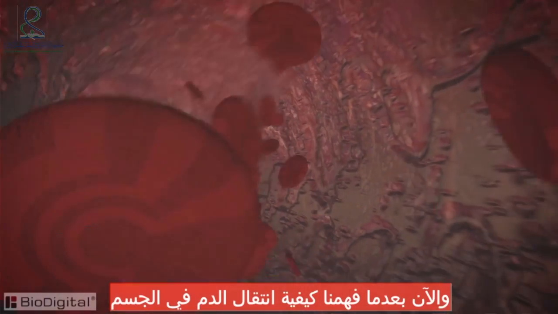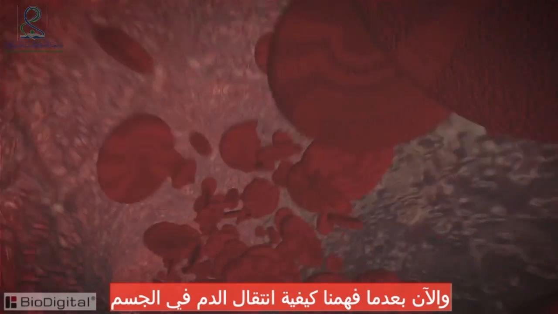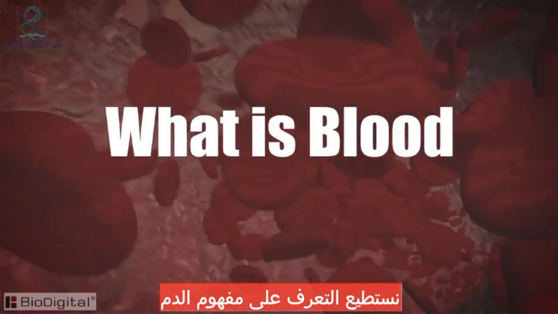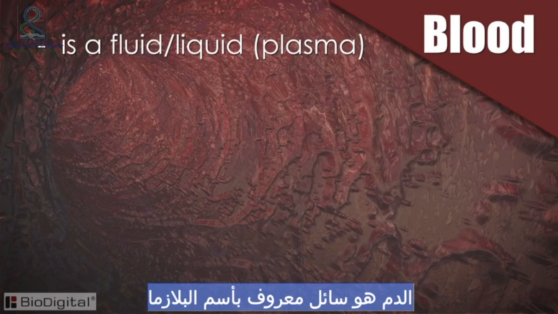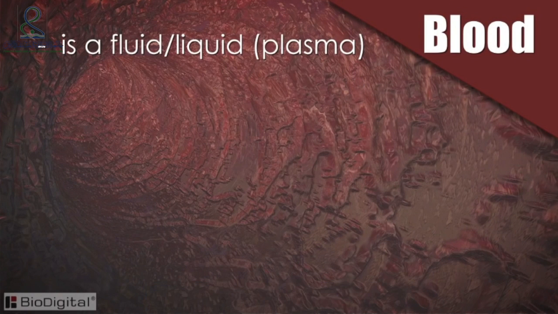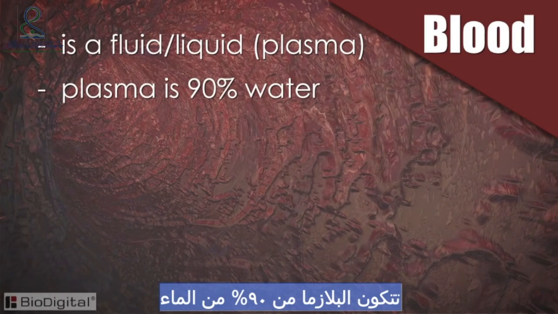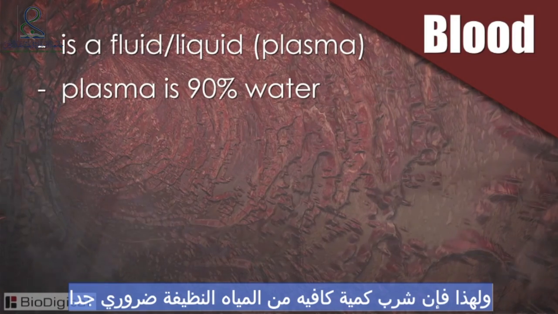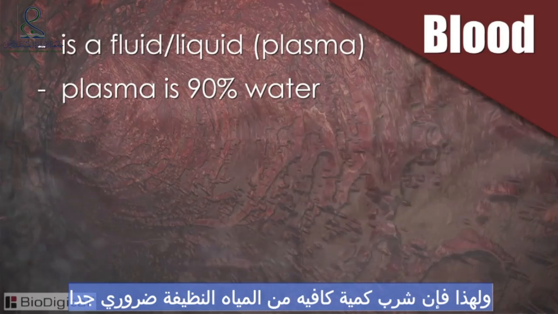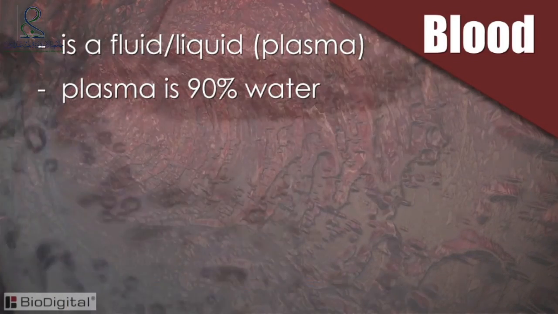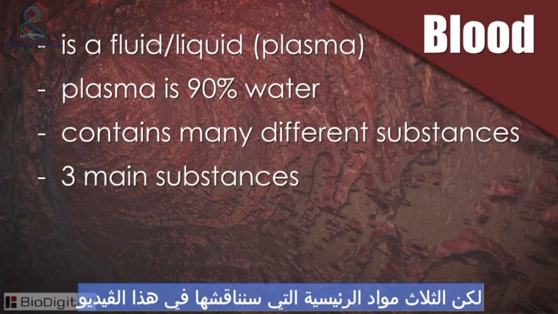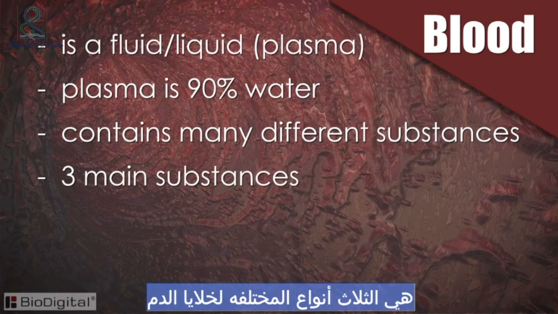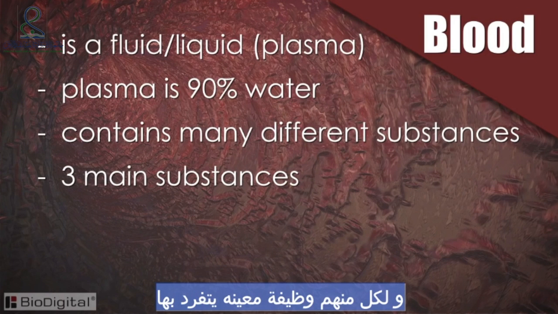Now that we have an understanding of how the blood moves throughout the body, we can discuss what it actually is. Blood is a fluid or liquid known as plasma. Plasma is made up of 90% water, and this is why drinking a sufficient amount of healthy water is absolutely necessary. Blood contains many substances, but the 3 main substances we will discuss in this video are the 3 different types of blood cells, each having its own particular function.